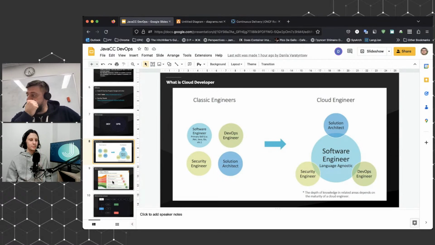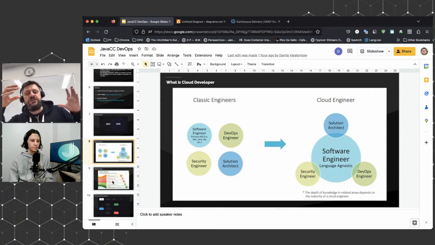So I would like to explain why it's so important and why it's such a complicated topic. There is something named cloud maturity. It just means that it's such a big and complicated area. For example, you can have a monolithic application that you need to lift and shift to a cloud.